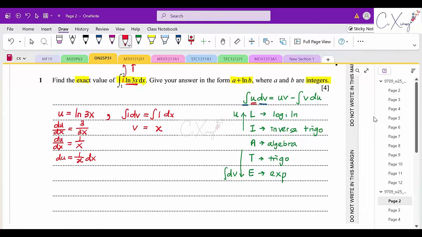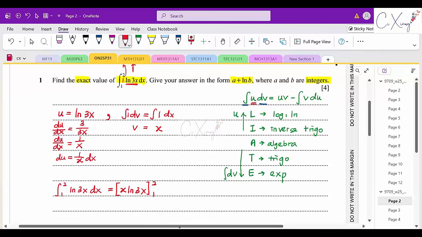Okay, so after I decide already, let's start. So we start the question here. I'm having ln 3x dx. This is the question, and I want to apply my formula here. So look at the right-hand side, I'm having uv. What is the u? u is ln 3x, v is the x. So I multiply the x with ln 3x, and I have to put a square bracket so that I can put in the limit 2 and 1. Then minus integrate v du.